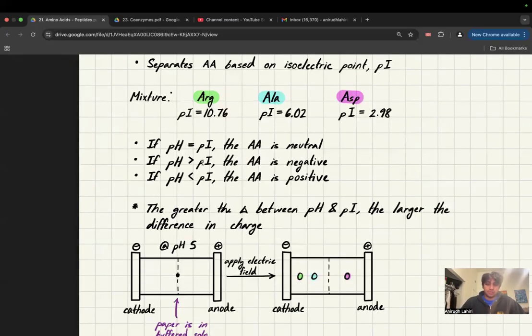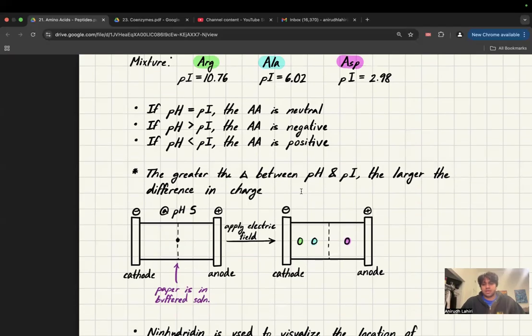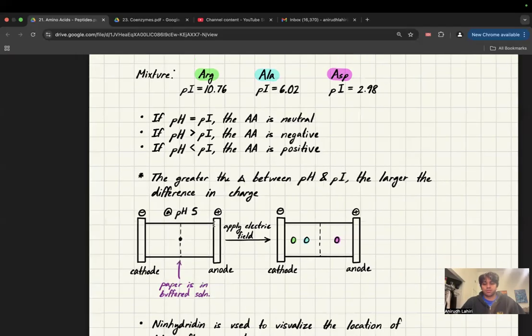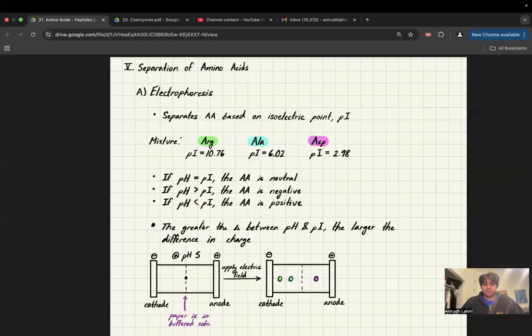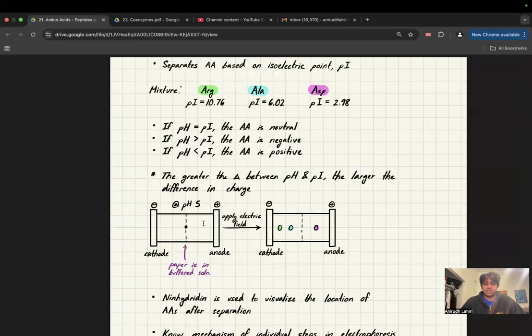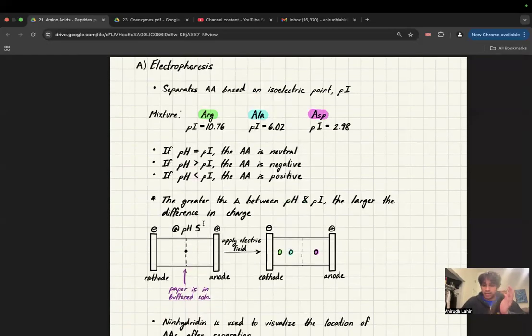Perfect. If the pH is greater than the pI, the amino acid is negative, right? Because we have more A minus. If the pH is less than the pI, the amino acid is positive. We have more HA. So the greater the delta between pH and pI, the larger the difference in charge. So the whole point of electrophoresis is to separate amino acids based on their pIs, because at a given pH, they will have different charges, okay?